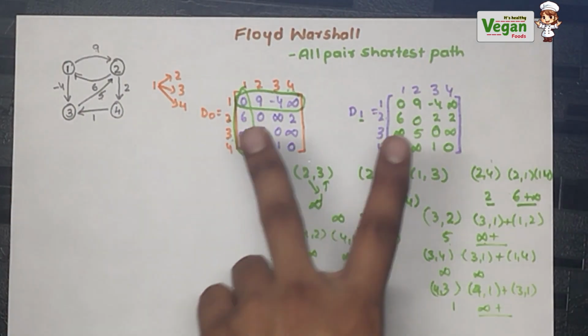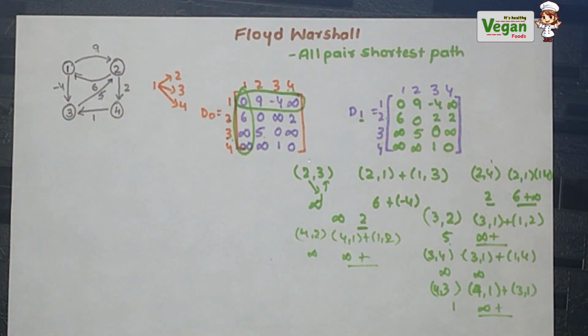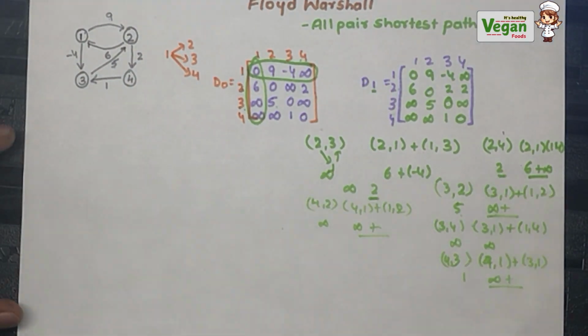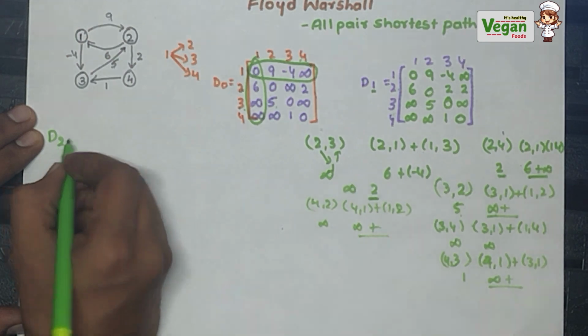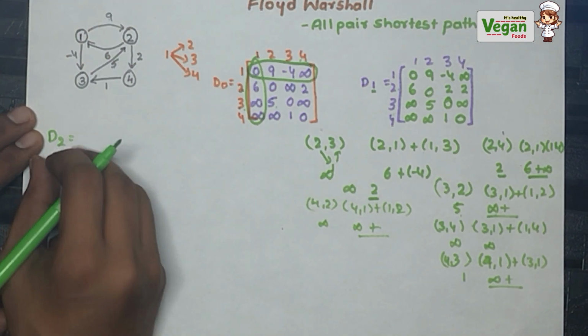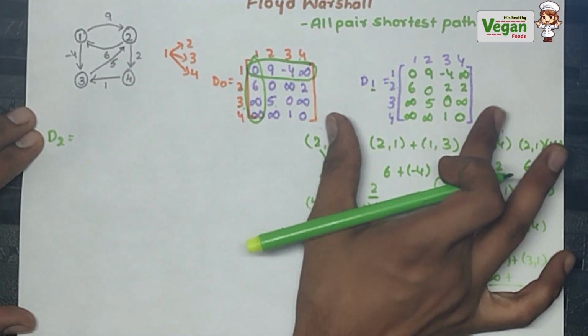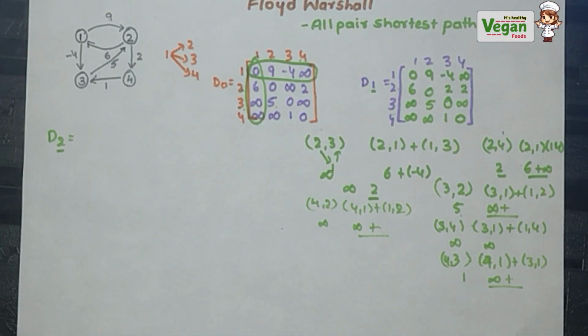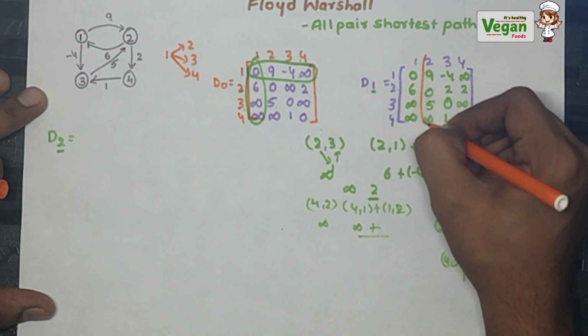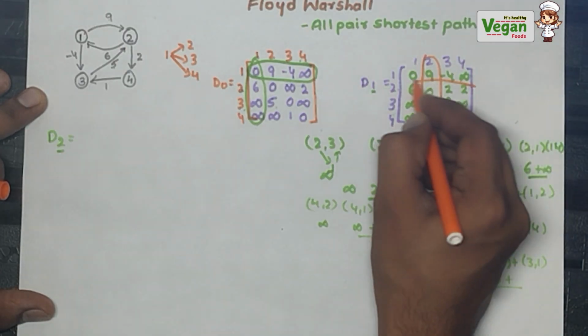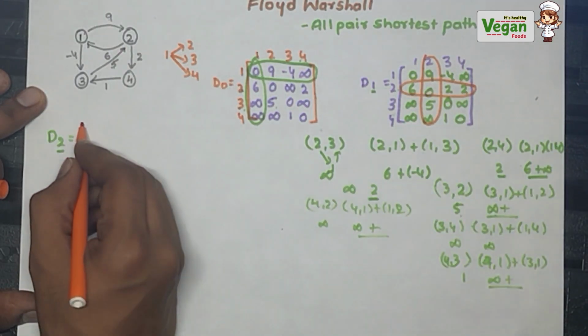Now we are completed with the 2 matrices. Still 3 matrices are left. Now let's go for the D2 matrix. While considering D2, we will be taking the reference of D1. Since it is the second one, we will be taking the second row and second column as common.